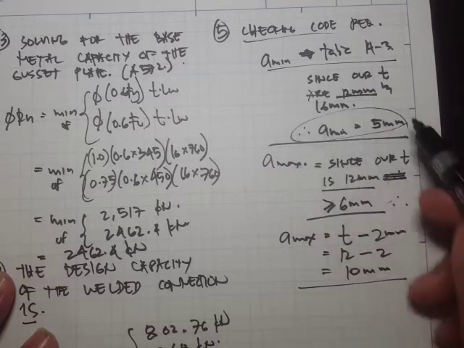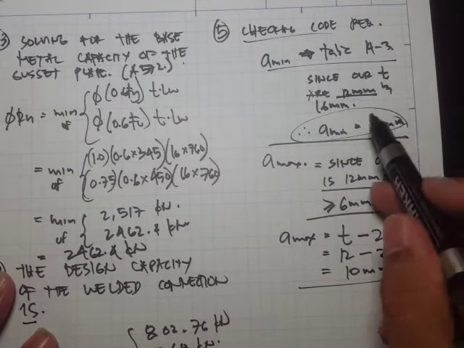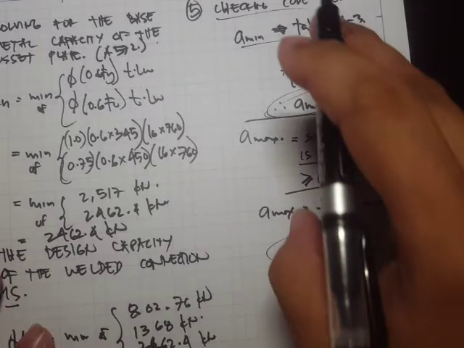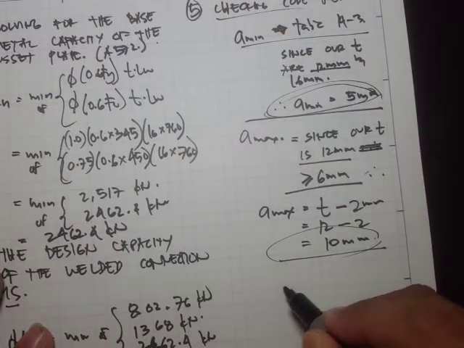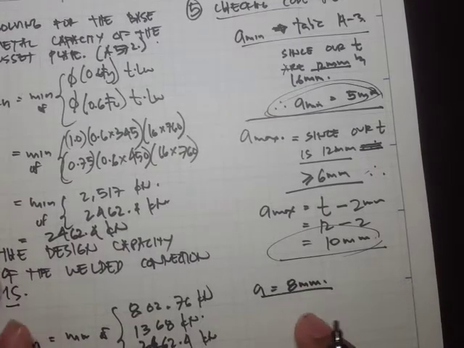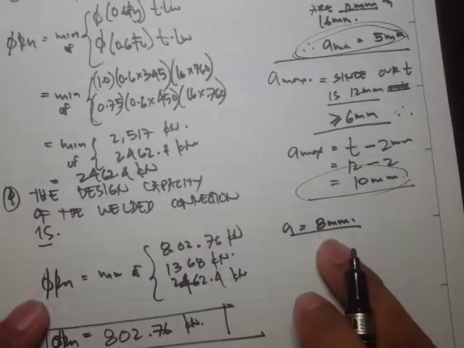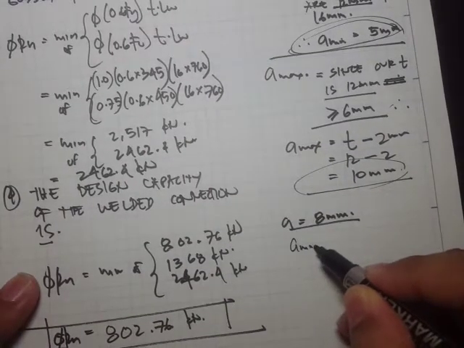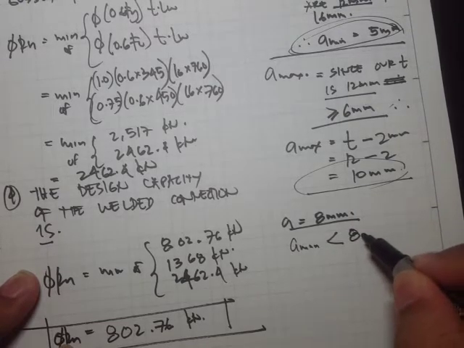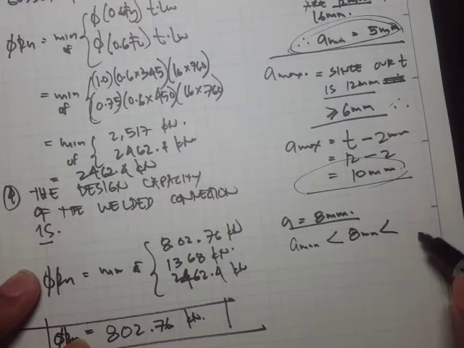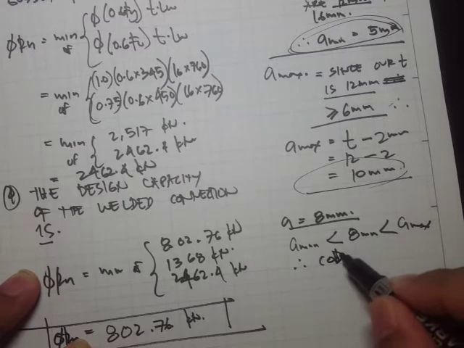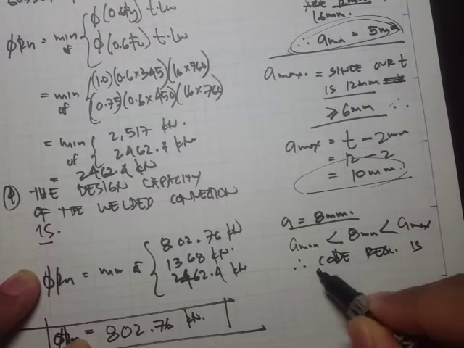This is our A minimum weld size. Minimum weld size is our maximum weld size. Therefore, if we check that, our A is 8 mm, right? That's in our problem. So A is equal to 8 mm. So our A is greater than our minimum, which is 5 mm, and it is less than our maximum. Therefore, code requirement is met.